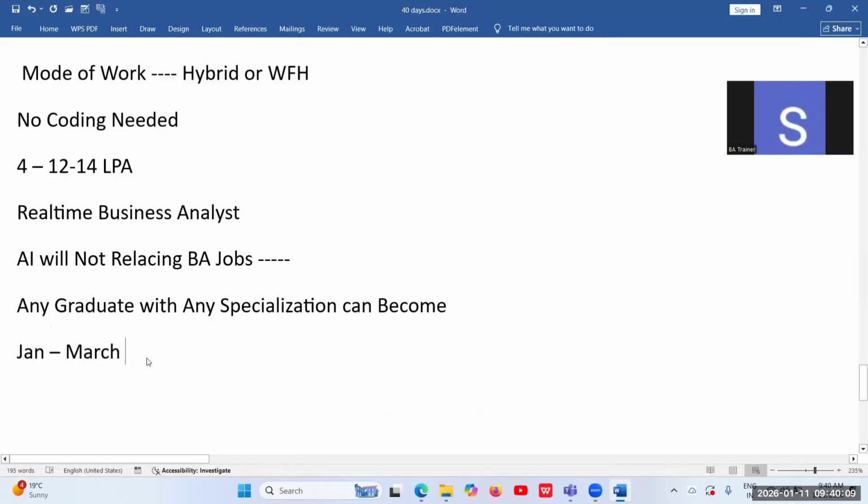I have done research, and I came to know that the calls for business analysts have already started. So this is the right time, guys, especially if you're aspiring and want to get a job as a business analyst. January to March is a very golden period for anyone to grab an opportunity.